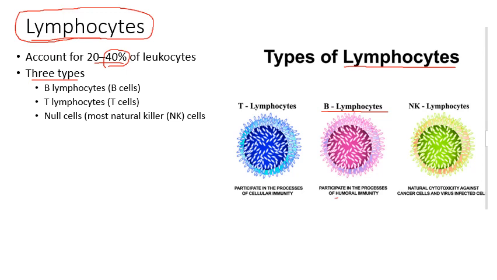The 3 types are the B lymphocytes, which participate in humoral immunity, which we'll talk about. The T lymphocytes participate in cellular immunity. And then there are NK cells, which stands for natural killer cells, and these target virus-infected cells. We're going to see the differences between these, and the way they respond to an infection. We'll be spending the majority of our time looking at the functions and activities of the lymphocytes.